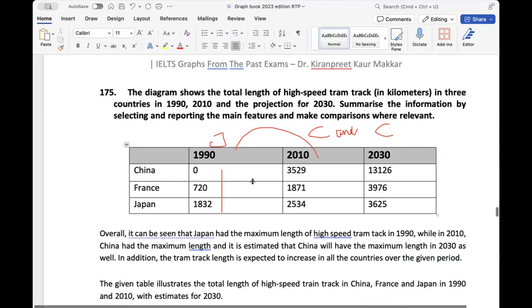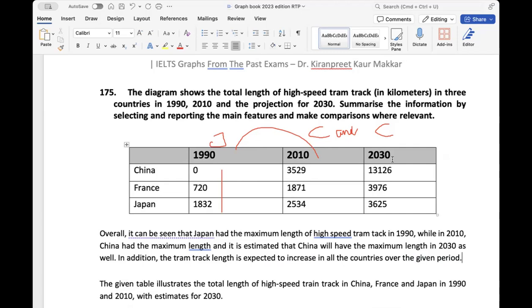You can make two body paragraphs if you want. First from 1990 to 2010 and the second from 2010 to 2030. What will be the difference in the first body paragraph and the second? Can someone tell me? First is from 1990 to 2010. The second is from 2010 to 2030. Rennie, what will be the difference?